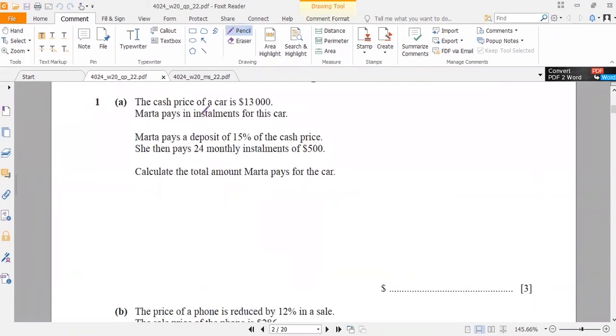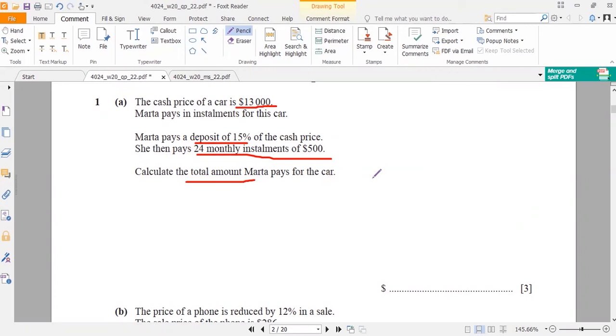Question number 1 part A. The cash price of a car is $13,000. Marta pays an installment for this year. Marta pays a deposit of 15% of the cash price and then she pays 24 monthly installments of $500. So we need to calculate the total amount that he has to pay for the car.